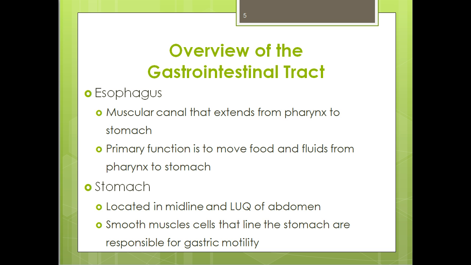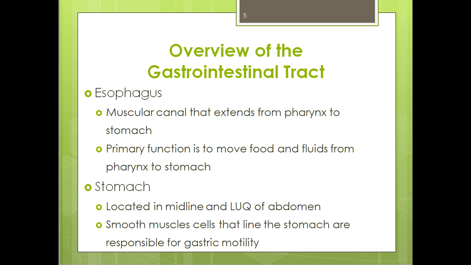The next part of the gastrointestinal tract, the components that I named earlier, would be the stomach. The stomach is located in the midline and left upper quadrant of the abdomen and has four anatomic regions: the cardia, fundus, body, or corpus, and antrum. Smooth muscle cells that line the stomach are responsible for gastric motility. After ingestion of food, the stomach functions as a food reservoir, or place, for you to store your food. That's another word for reservoir, where the digestive process begins using mechanical movements and chemical secretions.